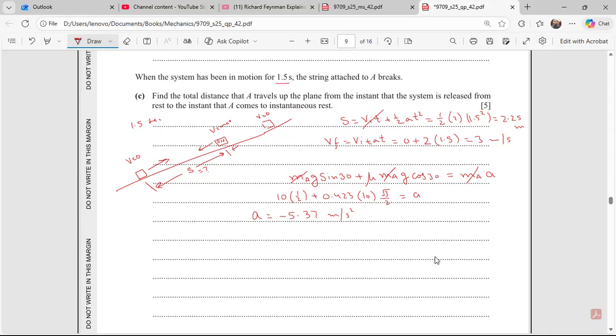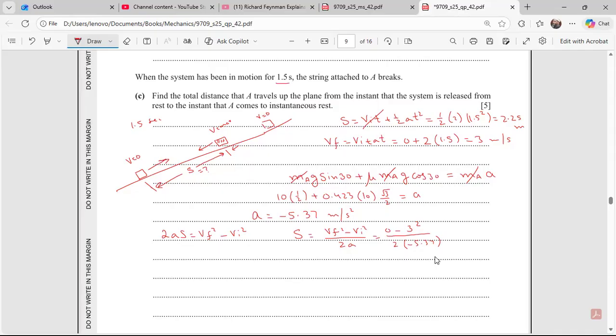So now I can calculate how much distance it will travel before it stops. Remember the equation 2as equals Vf squared minus Vi squared. So from here, s is equal to Vf squared minus Vi squared over 2a. Now the final speed is 0. Initial speed, we have calculated that at this point, its speed was 3 meters per second. So this is 3 squared divided by 2, and the acceleration we just found is minus 5.37.